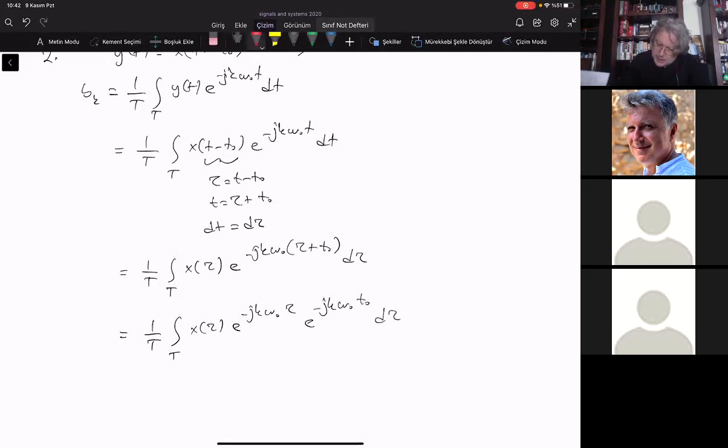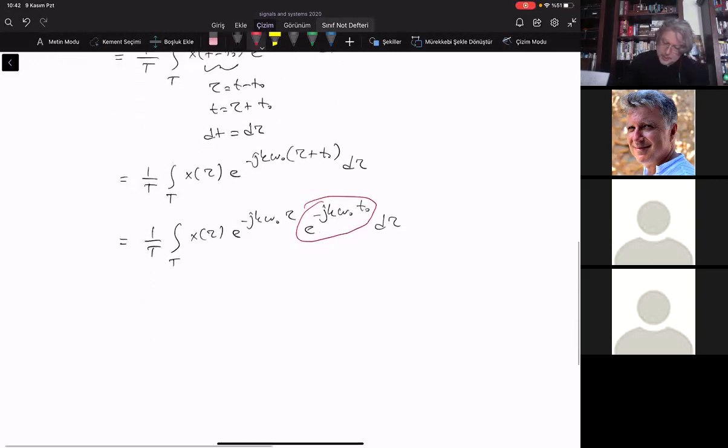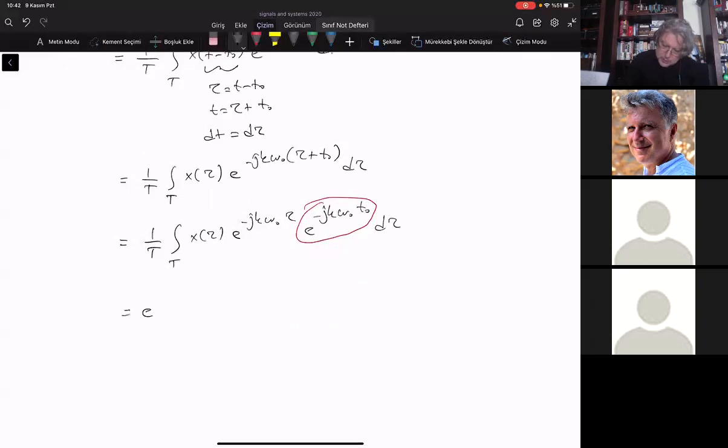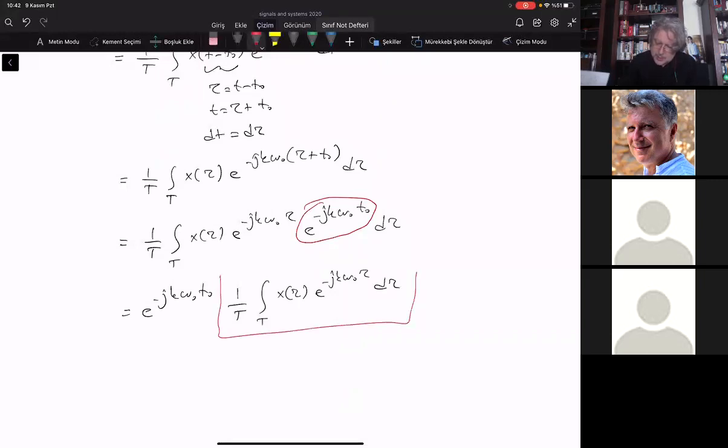Now I will take this term out of the expression, and it's going to be e to the minus j k omega 0 t0 1 over capital T integral over a period x of tau e to the minus j k omega 0 tau d tau. And I'm going to say that this part is ak, because that's the Fourier series coefficient formula for x of t.